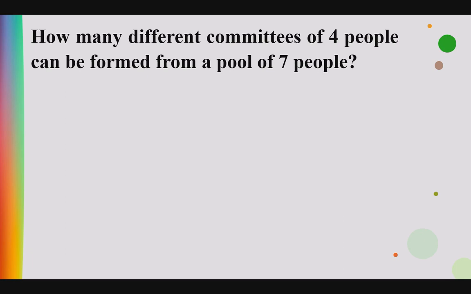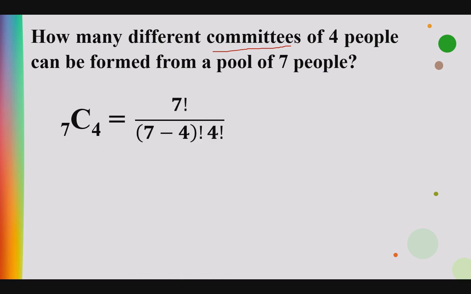How many different committees of 4 people can be formed from a pool of 7 people? So, ang keyword natin dito is committees. So, anong value ng n? Anong value ng r? Okay, the value of n is 7 and the value of r is 4. So, combination of 7 objects taken 4 at a time will be equal to this one.